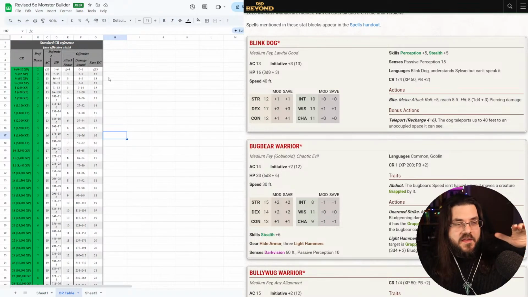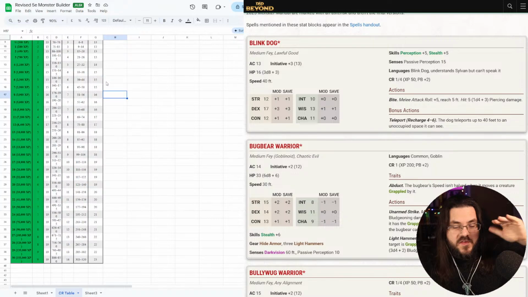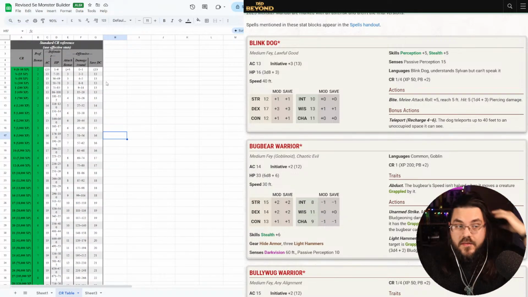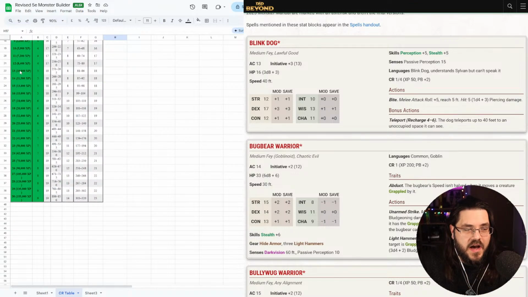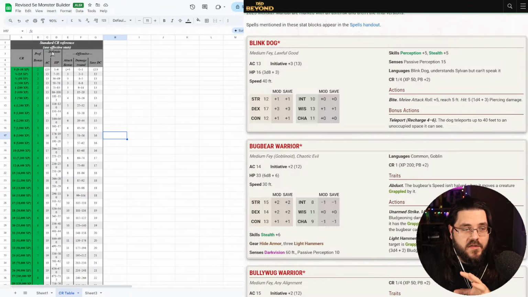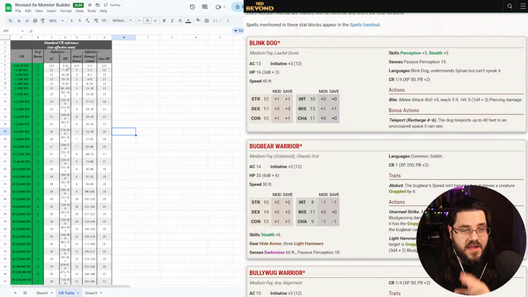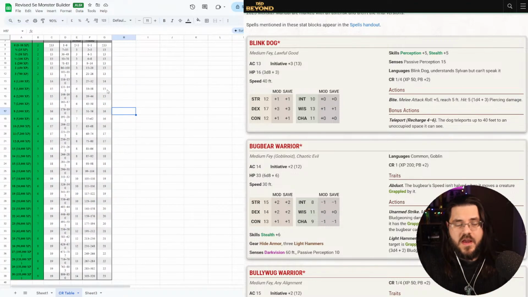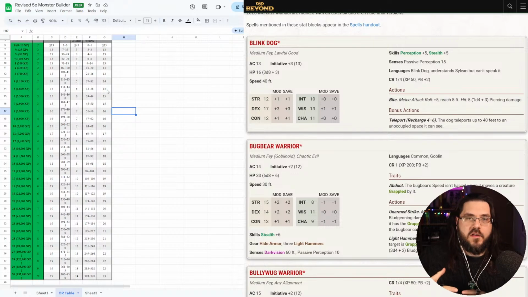So this is the table of CR and stats, the standard CR reference table that was available with the 2014 version of D&D. It's got the CR and the XP, the proficiency bonus, and then the defensive stats, so the AC, hit points, and then the attack bonus, damage per round, and the save DC for monsters. This is a really useful table if you're building a monster on the fly, or as a starting point if you're building a monster from scratch, and then you do a whole bunch of other math to kind of tweak it.